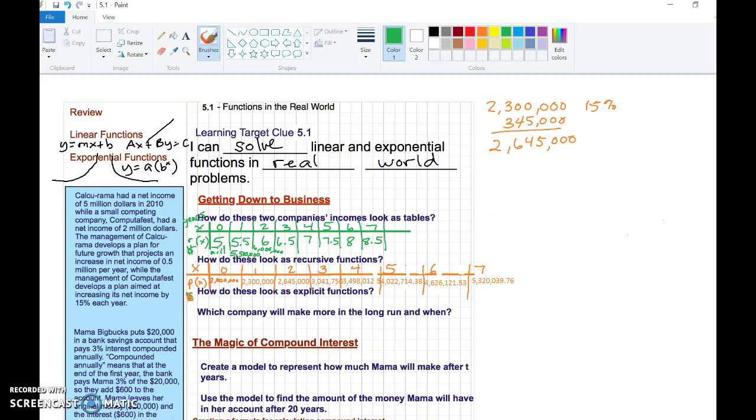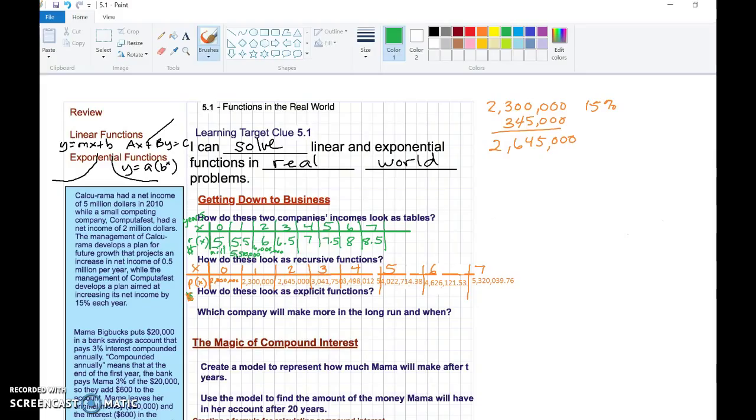Okay, let's go ahead and keep going. We have our two tables. We can compare the numbers looking at the tables. Let's go ahead and do this next step that says, how do these look as recursive functions? So let's go ahead and do our green one first.